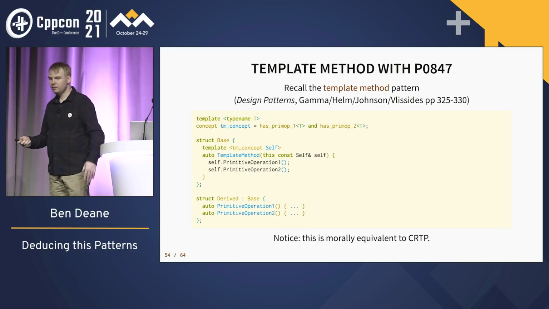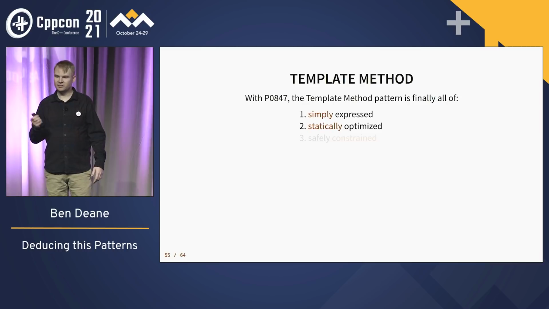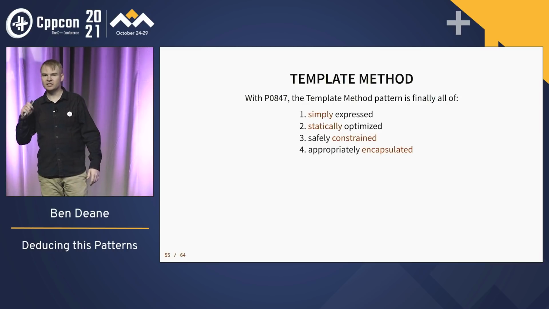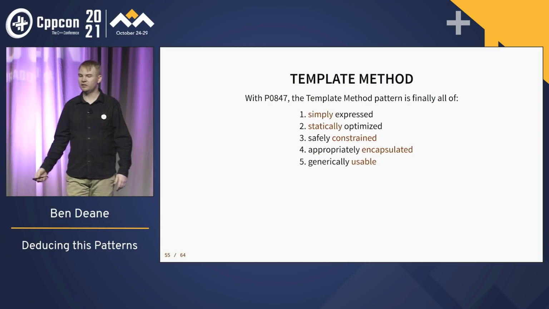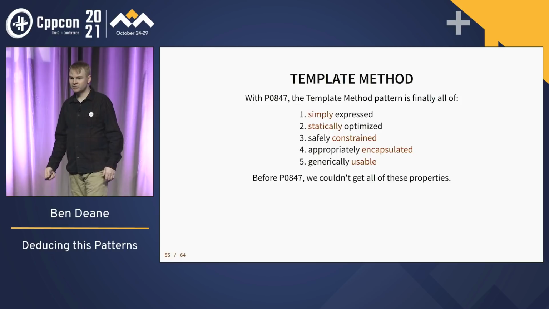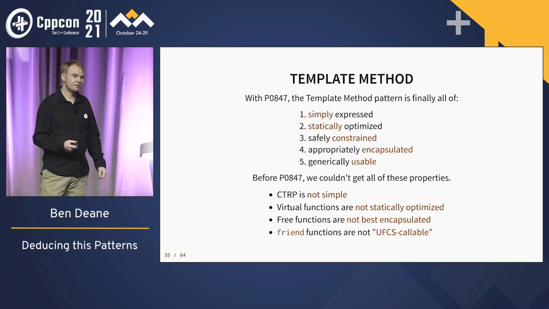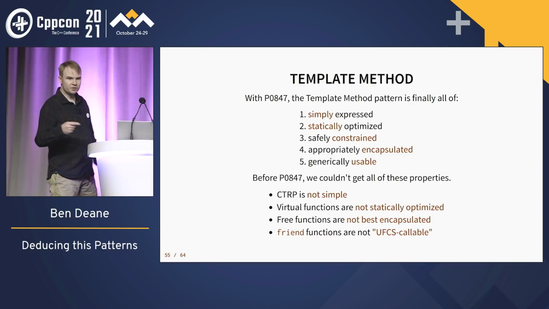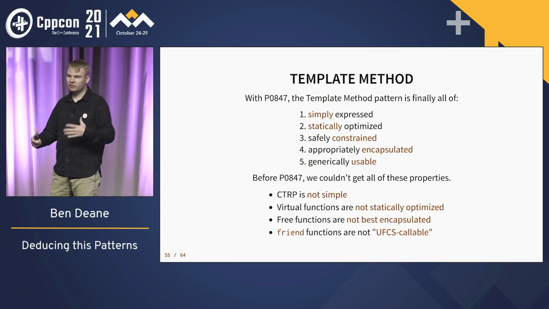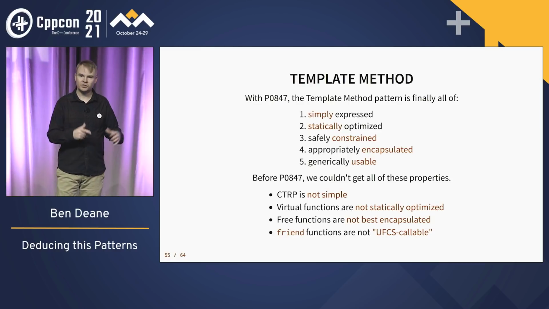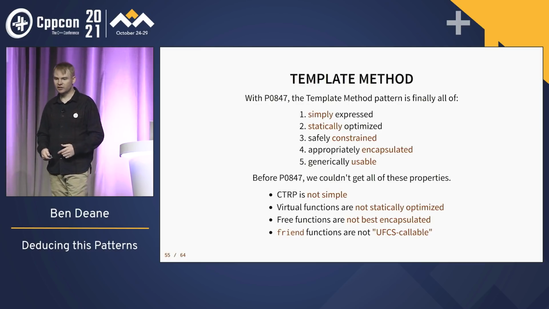So with this paper, the template method pattern is finally all of these things. We can simply express it, we can statically optimize it, we can safely constrain it, and we can appropriately encapsulate it. And we can use it generically. We couldn't get all these properties before because CRTP is not simple, virtual functions are not static, free functions are not the best encapsulation, and friend functions aren't generically callable, right? But with P0847, it's kind of exciting that we can get all these things.